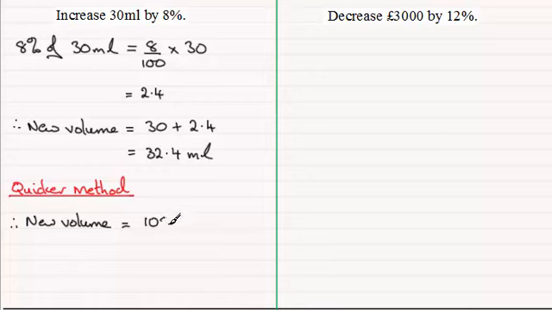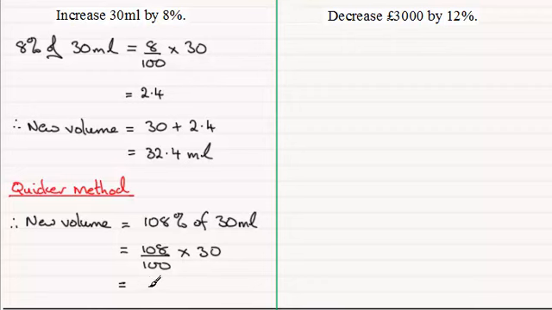So in other words, 108% of 30 millilitres. So this is going to be 108 divided by 100 of 30. If you do this on your calculator, you could enter this as 1.08 rather than doing 108 divided by 100 if you wanted to. Okay, so it's 1.08 times 30. Either way, what you'll get is 32.4.